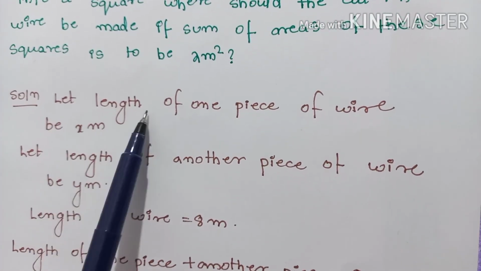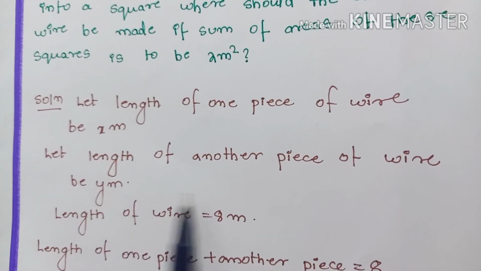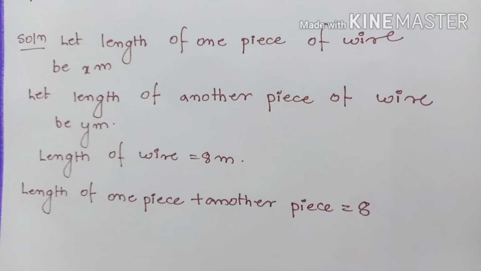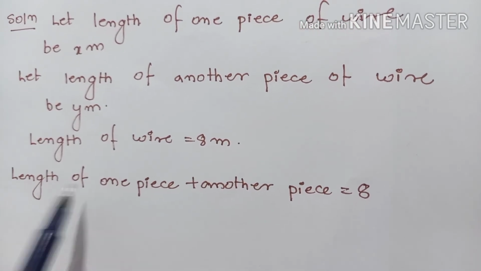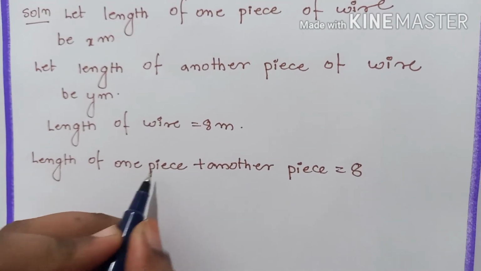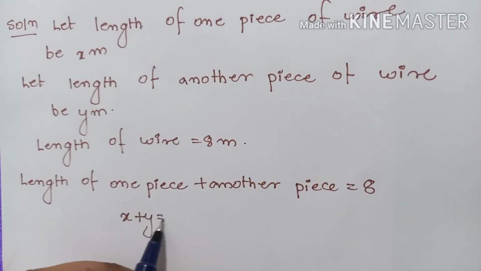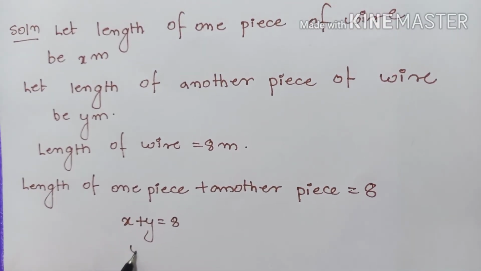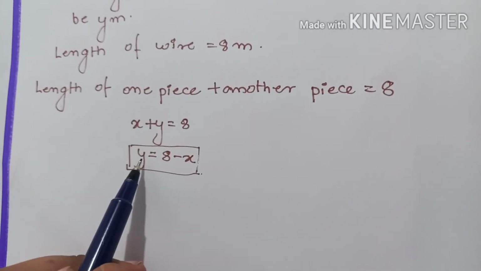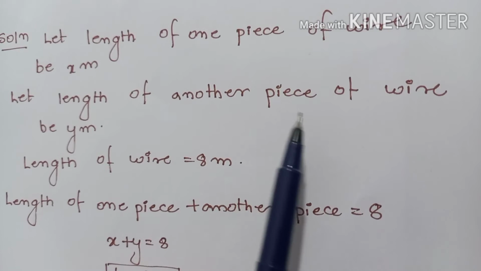Let the length of one piece of wire be x meters, and let the length of another piece of wire be y meters. In the question they have given the total wire length is 8 meters. So the length of one piece of wire plus another piece of wire gives us 8. That means x plus y equals 8. Now from here y equals 8 minus x. So y we have assumed as the length of the second piece of wire.